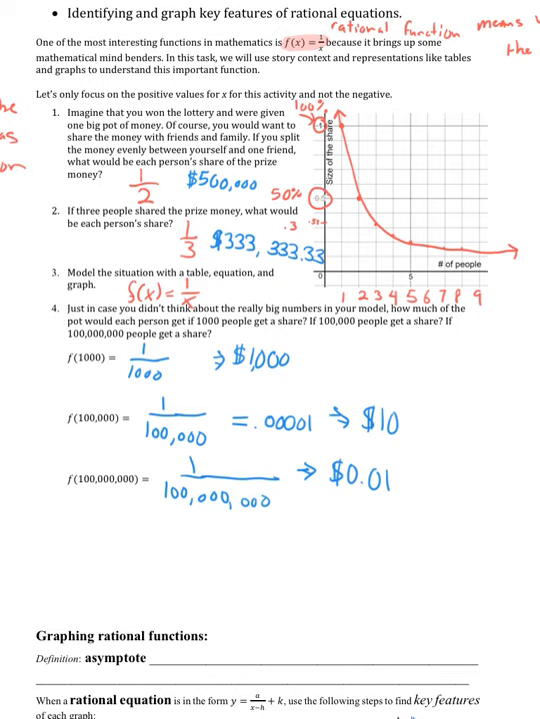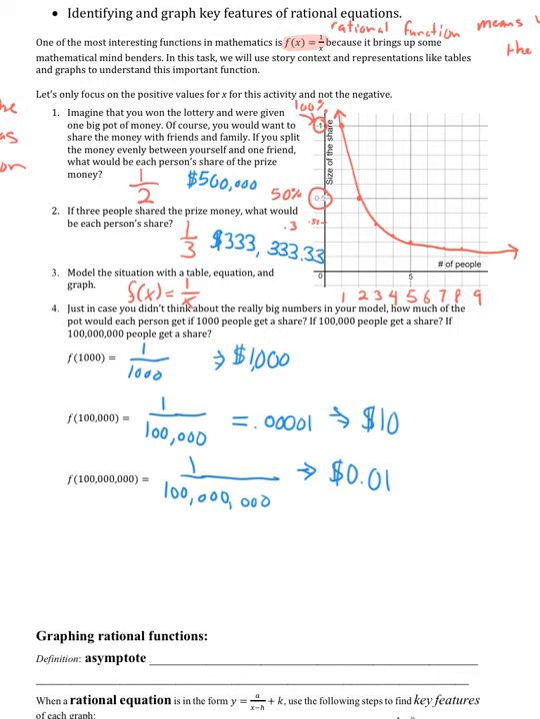Notice that we keep getting closer and closer to one number. What number do we keep getting closer to, the more people we split it with? We keep getting closer to $0, right? So what's happening then, we keep getting closer and closer to $0.